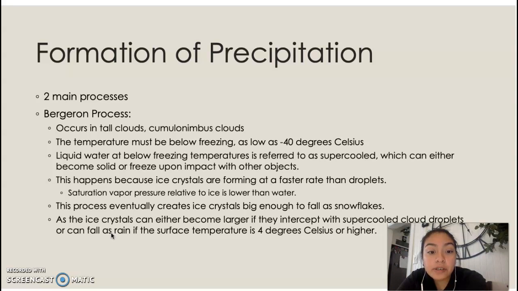Saturation vapor pressure relative to ice is lower than water. This process eventually creates ice crystals big enough to fall as snowflakes, as the ice crystals can become larger if they intercept with supercooled droplets, or it can fall as rain if the surface temperature is 4 degrees Celsius or higher.